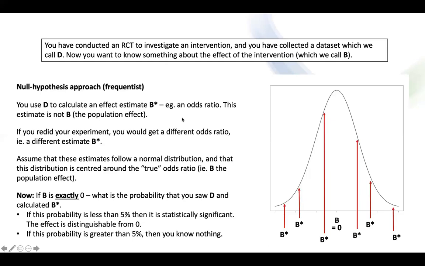Also, I don't really care if my effect is 0. Like you're asking the question if the effect is exactly 0, and nothing has a 0 effect. Everything has an effect. So I'm going to show you where this goes wrong, okay? And then I'm going to show you how to fix it.